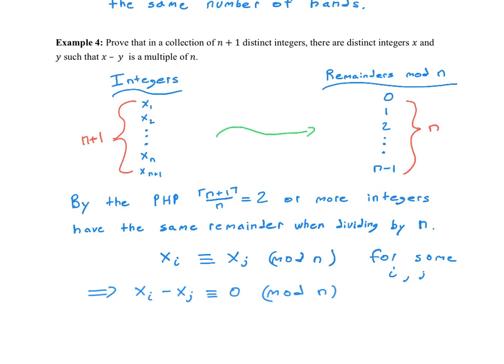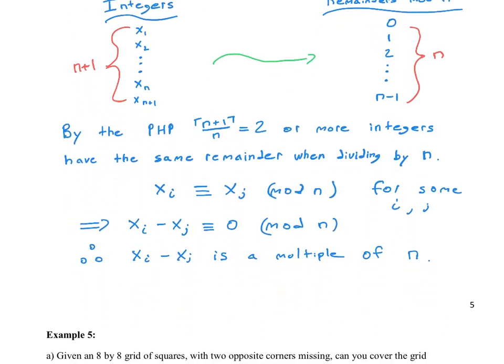But this means that xi minus xj, a difference, is a multiple of n, because anything that is 0 in mod n is a multiple of n. It's either 1 times n, 2 times n, 3 times n, or it could even be negative n or 0. So we get what we want as our final result now. All right, let's take a look at our next problem.